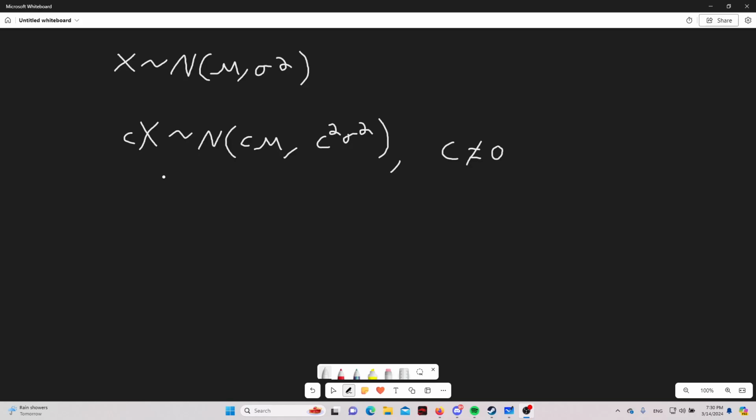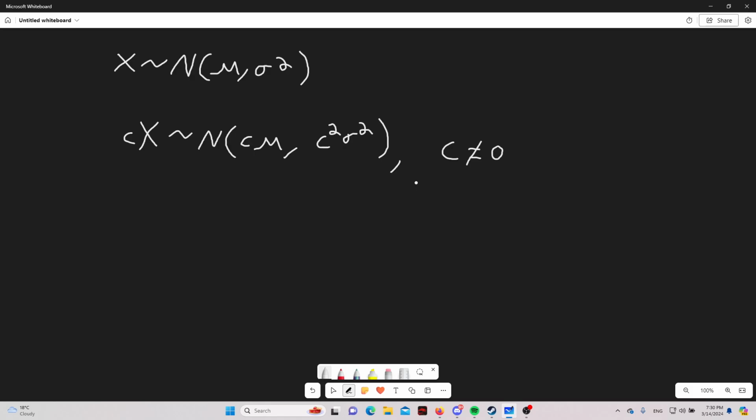Alright, so today I want to prove that if we have a normally distributed random variable according to some mean mu and some variance sigma squared, then a constant multiplied by this normal random variable will also follow a normal distribution with mean c times mu and variance c squared sigma squared, for some non-zero constant. And intuitively, you can imagine this is true.